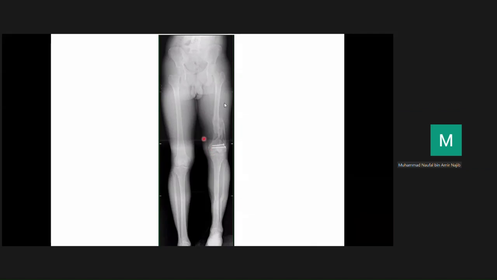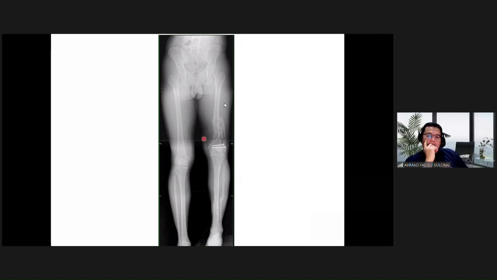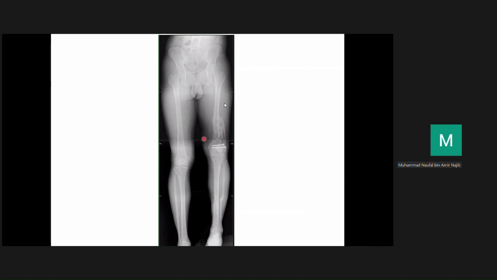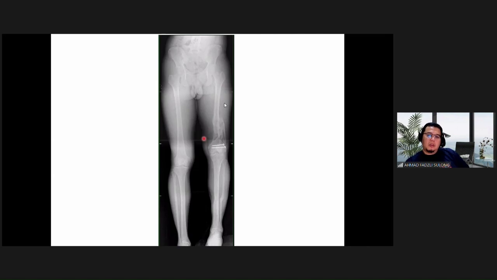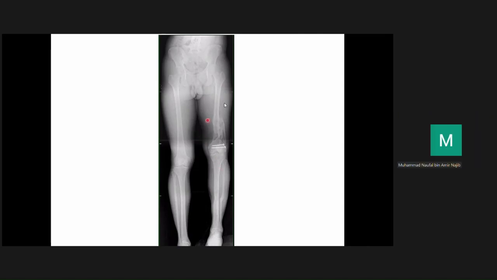Oh, there's also malunion at the left fibula. Fibula, alright. Left fibula. And tibia. Tibia pun ada, tapi aku suruh komen on femur je kan. Oh, femur je, okay. Sibuk nak komen tibia.